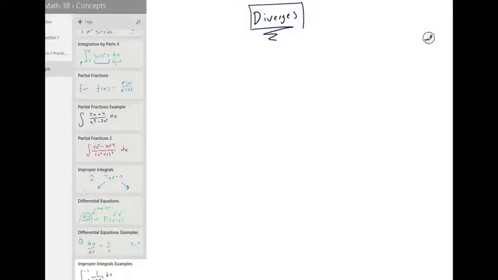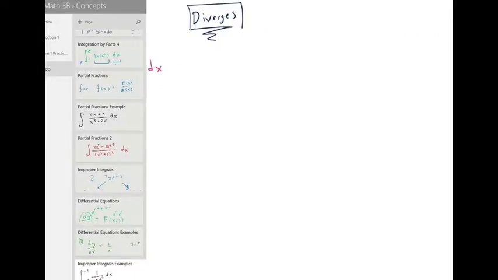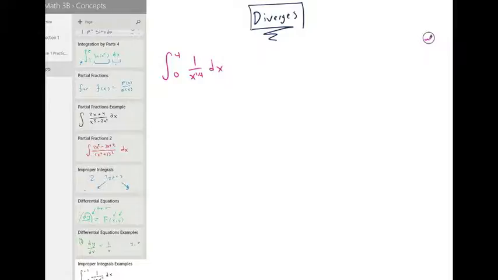So our third example is the integral from 4 to 0 of 1 over x to the 1/4 dx. The reason this is an improper integral is because if we look at the integrand as our f of x, we see that f of 0, one of the endpoints, approaches positive or negative infinity.